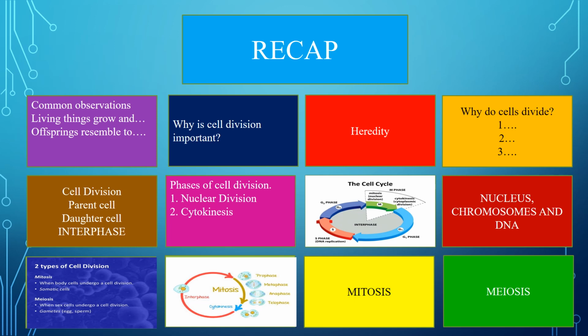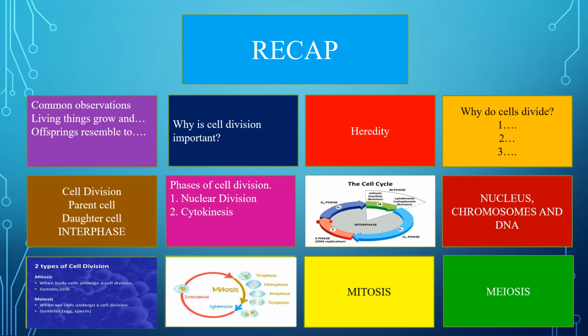Then there are the phases of the cell division. 2 phases: nuclear division, in which the nucleus will divide, and cytokinesis, in which the cytoplasm will divide. Then is the cell cycle. Here we have done the interphase, in which the cell prepares itself, and then the M phase, in which the nucleus divides and the cytoplasm divides.